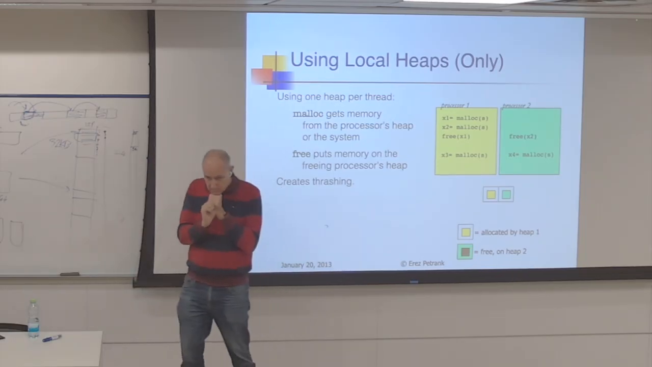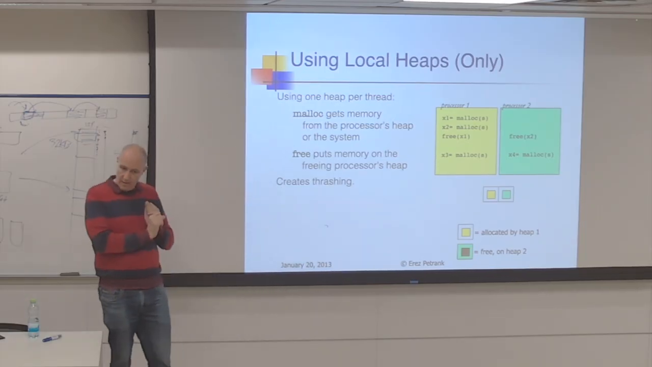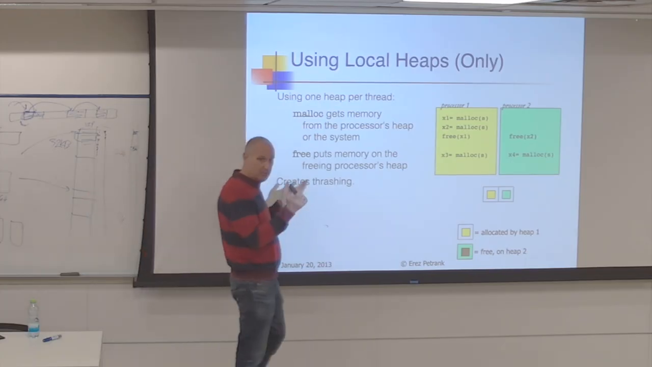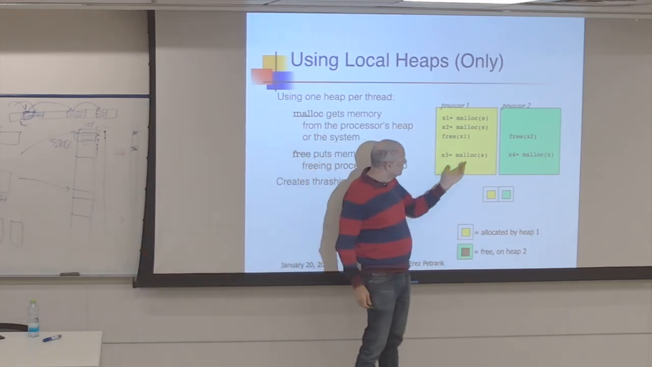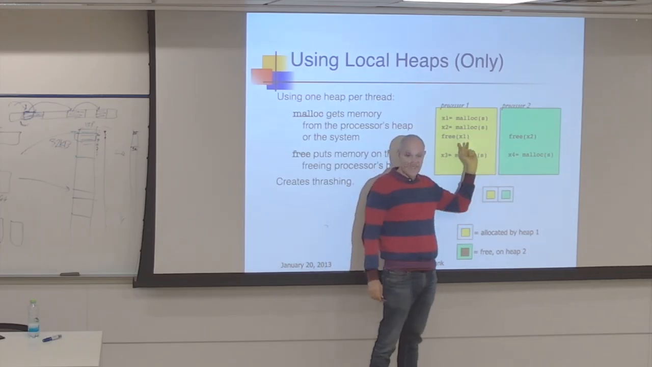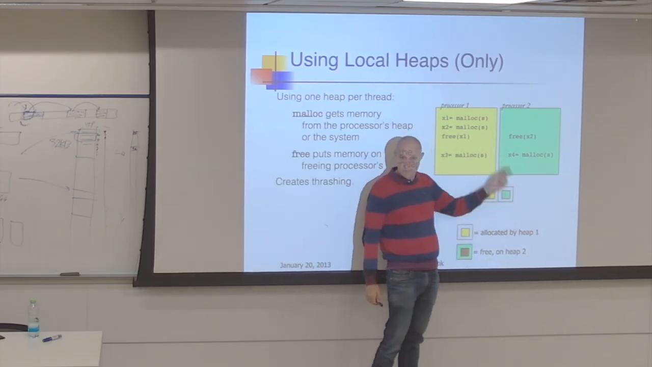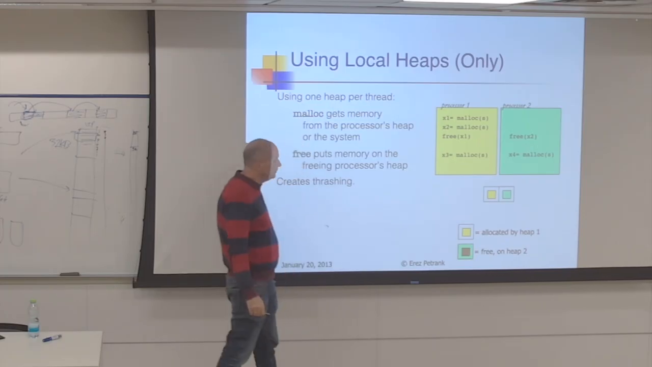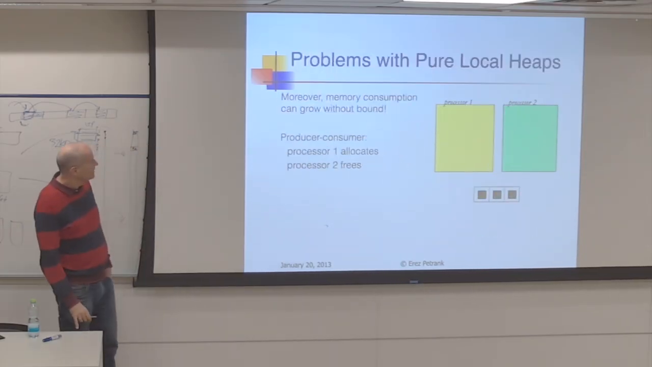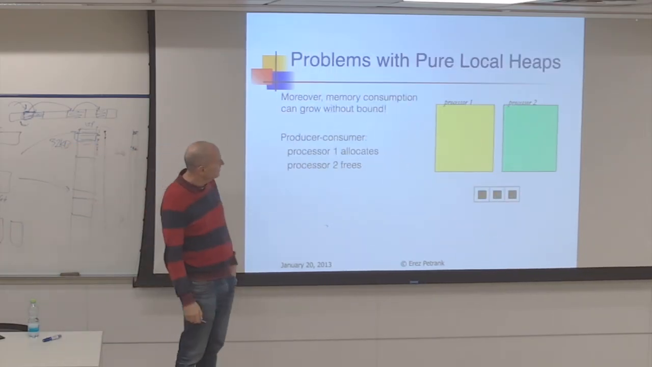Right, I put it back. It's called ownership. So this is owned by the guy who allocated it, and then I give it back to him. Okay, cool. So that's the problem with pure local heaps.